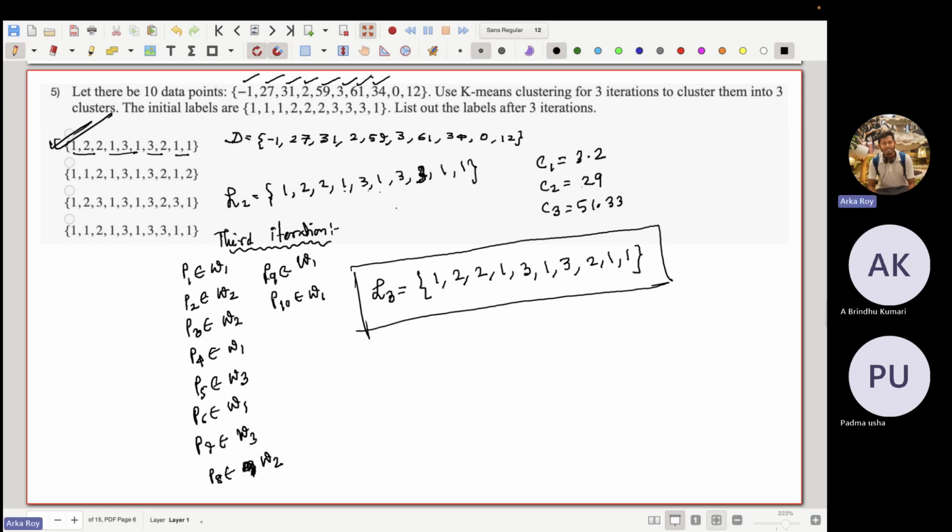And now based on this, what would be the centroid value? Current centroid value would be -1. So centroid 1, centroid 2, centroid 3. So centroid 1 would be -1 plus 2 plus 3 plus 0 plus 12 divided by 5. So again, it would be 3.2.